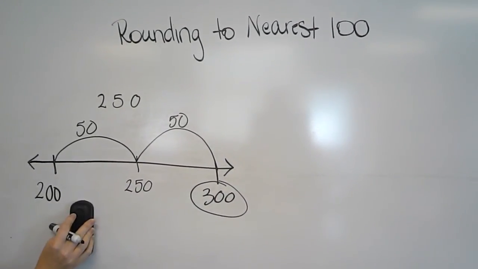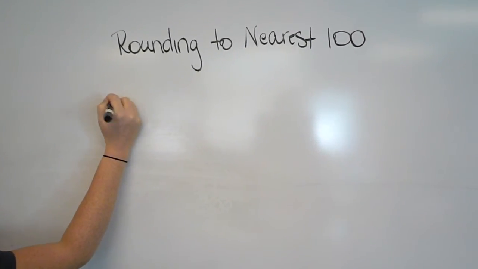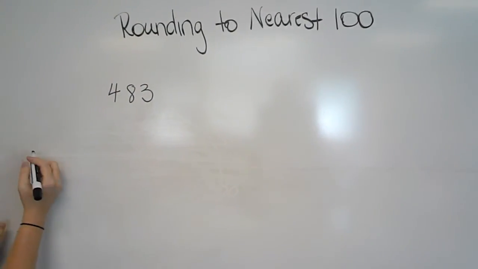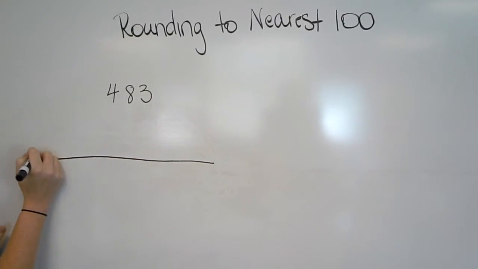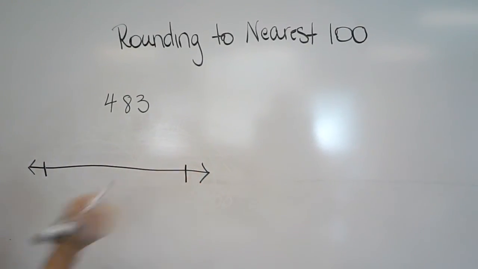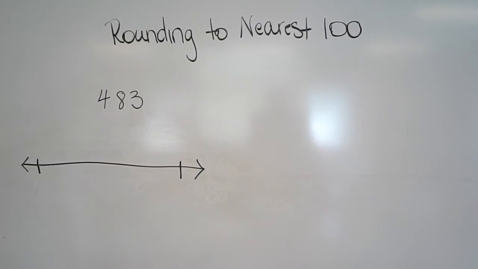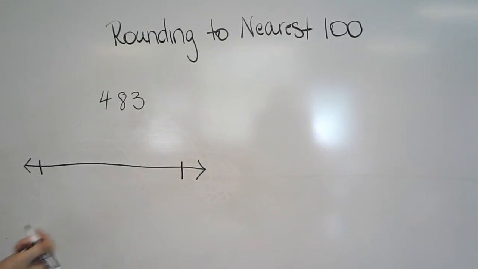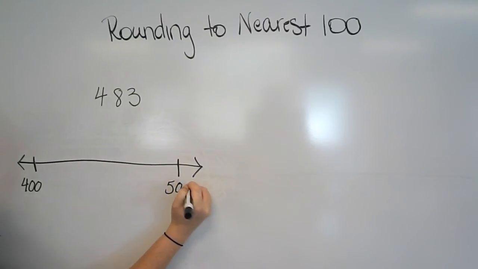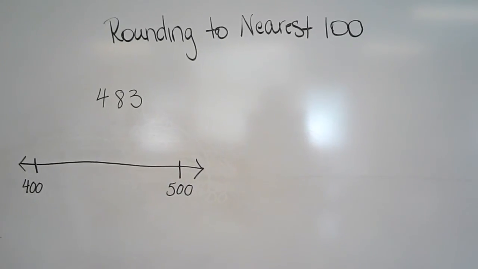We have one more problem. The last problem is we are going to round 483 to the nearest hundred. Go ahead, set up your number line. And again, we're thinking about, well, what 100s is 483 between? So count by hundreds to think about what 483 falls between. Good, 483 is between 400 and 500. So go ahead and label where 483 would be on your number line.